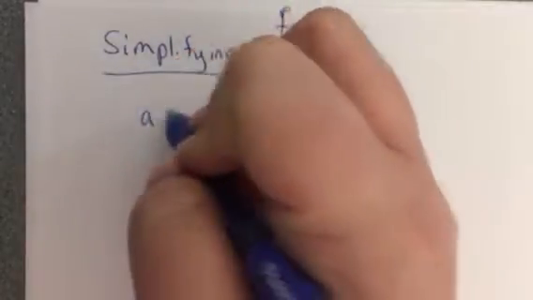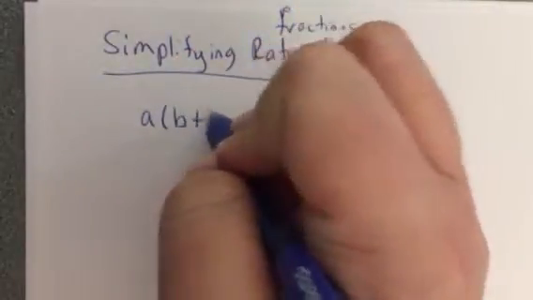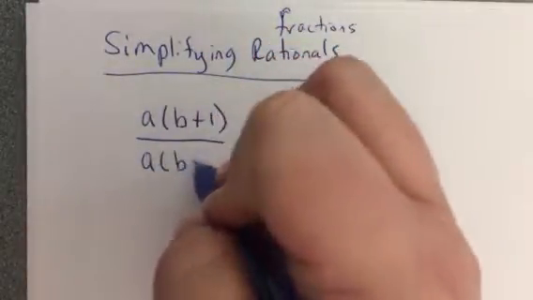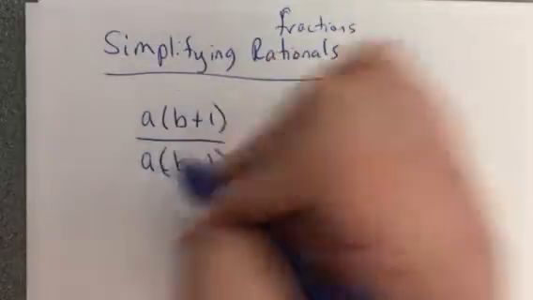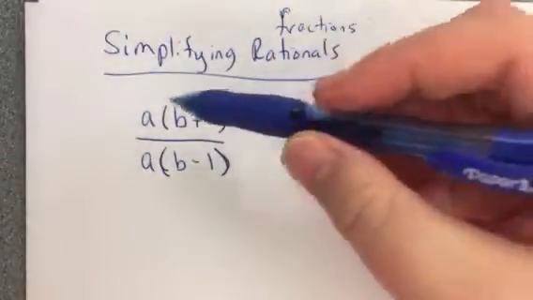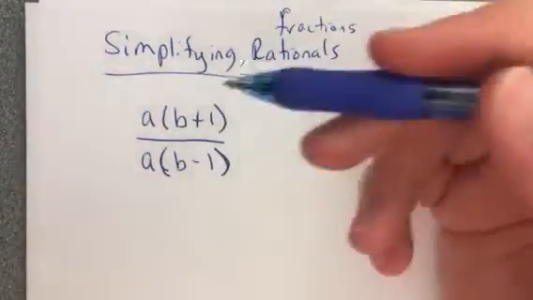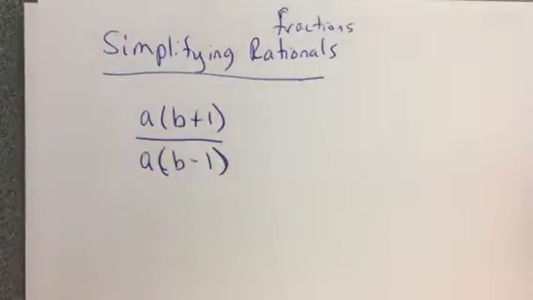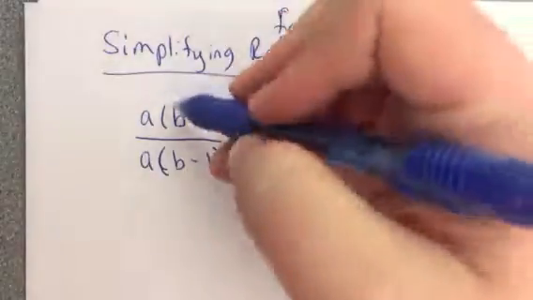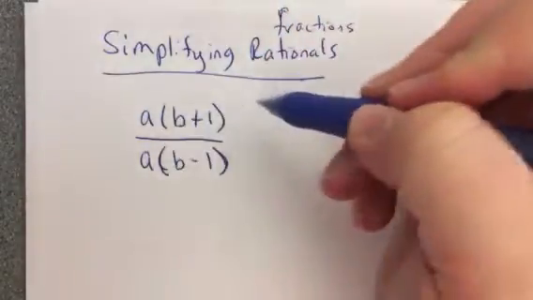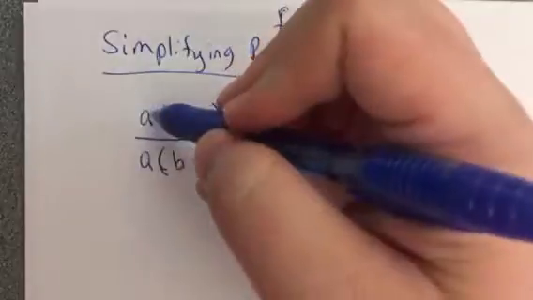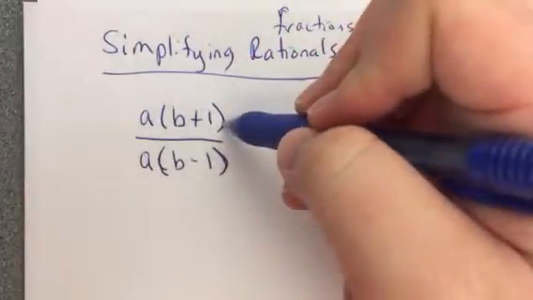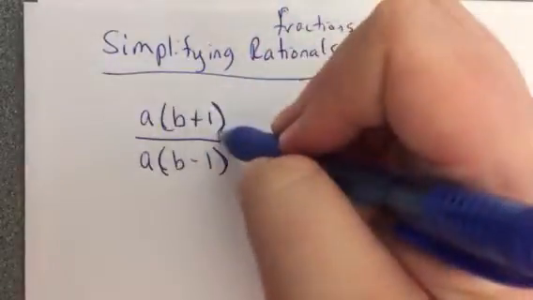rational expression a times (b plus 1) all over a times (b minus 1), what we want to look at here are what are the factors. Remember, factors are the numbers that you multiply together to get an answer. So looking at our factors, what are we actually multiplying here? We're multiplying a. A is a factor in our numerator, and b plus 1 is a factor. This whole thing is a factor.